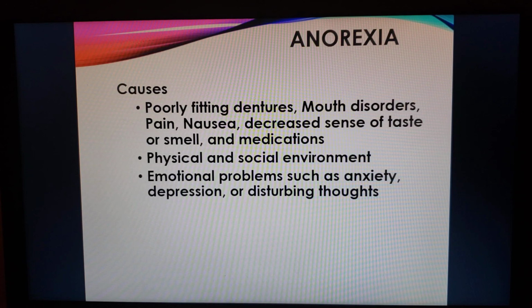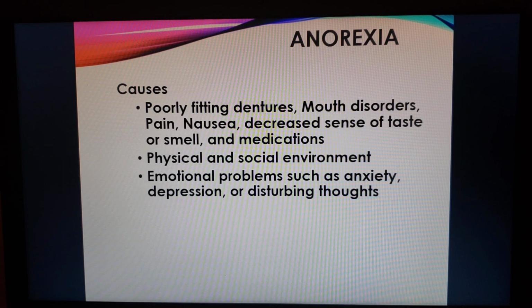All right, let's look at some of these others. Other common problems of the GI system. First up, we have anorexia, and this can occur in patients when they have poorly fitting dentures, or mouth disorders, or some type of mouth pain, or nausea, decreased sense of taste or smell, which comes with aging. So this is a common problem with your geriatric patients.